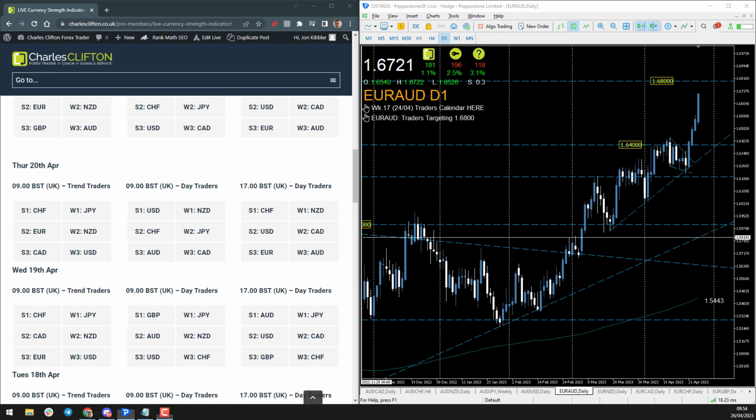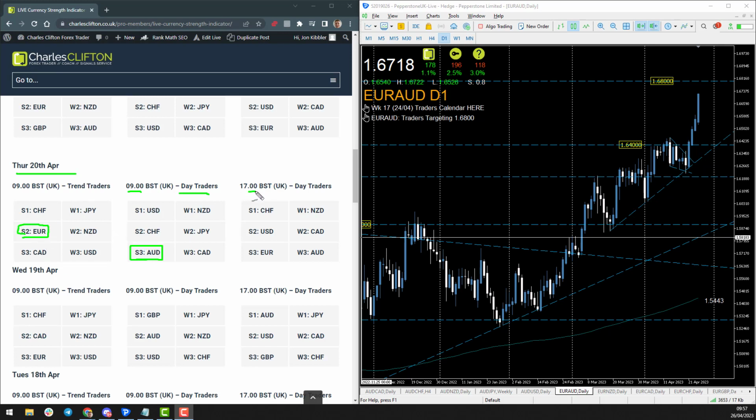Now what I mean by that is, if I just grab a different color pen for a second, let's go with the green. You can see here, Thursday the 20th of April, what do we have? Well, we have Euro as S2 here on the trend traders, but we don't have Aussie on the weak side. In fact, on the day traders table at 9, we have Aussie on the strong side. So we don't have any confluences necessarily here.